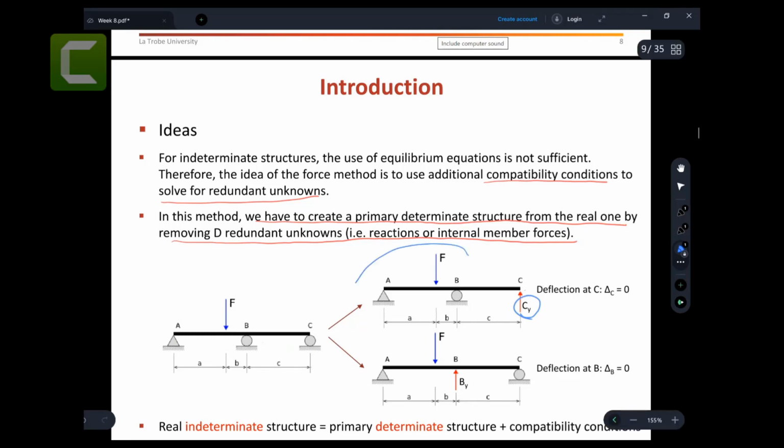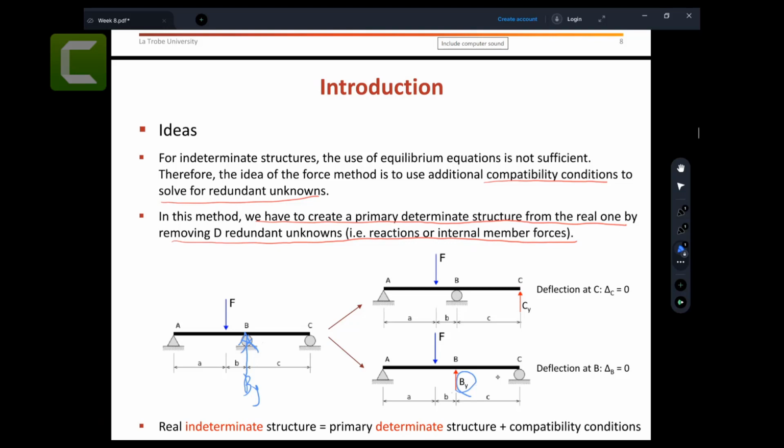So this is your primary structure. This is called the primary structure. What is the primary structure? The primary structure, by the way, is a determinate structure coming from your real structure by removing the redundant force. How many? By removing the supports. There are no rules about which one you are going to remove. You can remove this one as well. As you can see, if I remove this one, then there is an additional force, BY, that will make that one 0. And that is C.